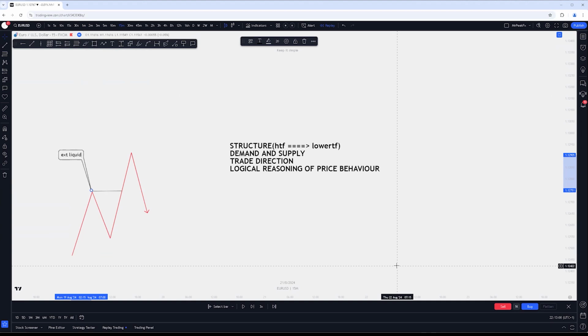Liquidity. Previous external liquidity. After price grabs external liquidity, it simply means that we have a new low. We have a new low that has produced a new high. So this is a new trading range. So me entering the chart and seeing price around here, this simply means that price has grabbed external liquidity and price now has a trading range, this low producing this new high.